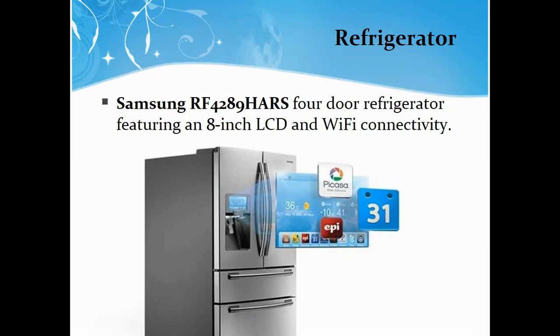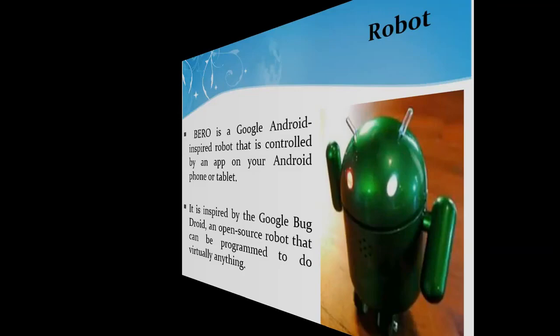Refrigerator with Android installed in it. Your smart fridges. Almost everything is becoming smart just by introducing Android into their circuit boards. That also is there, which has an 8-inch LCD as well as Wi-Fi connectivity, and the fridge can be controlled from anywhere in the world on your phone.